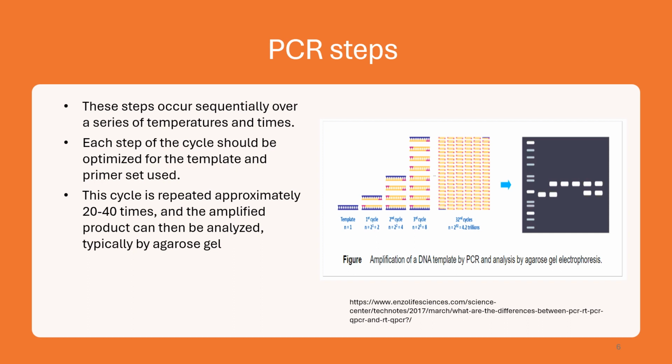Each step of the PCR cycle must be optimized for each template and the primer set used. The PCR mixture undergoes amplification in a thermal cycler until all the desired cycles are completed. The cycle is repeated approximately 20 to 40 times.